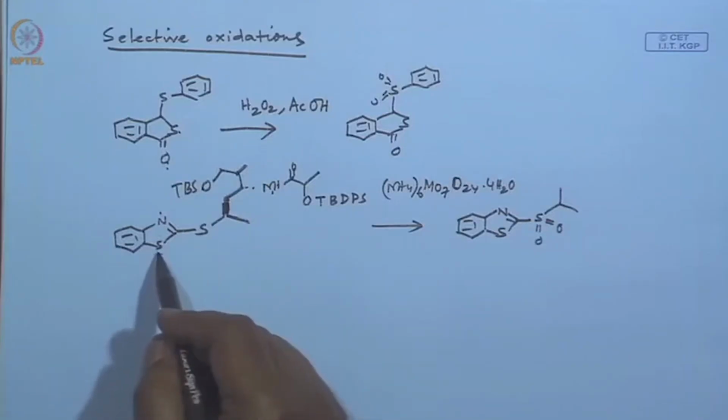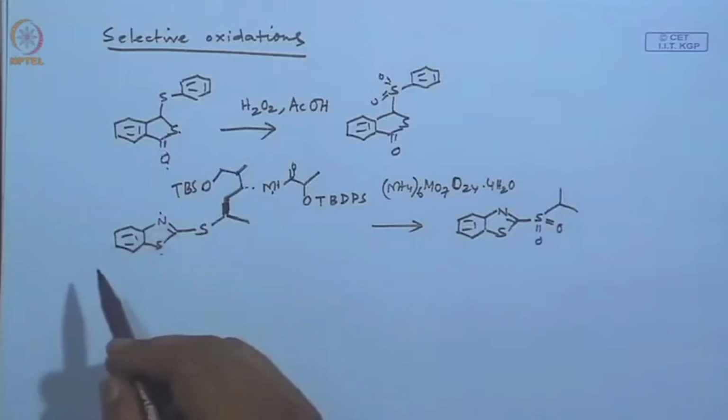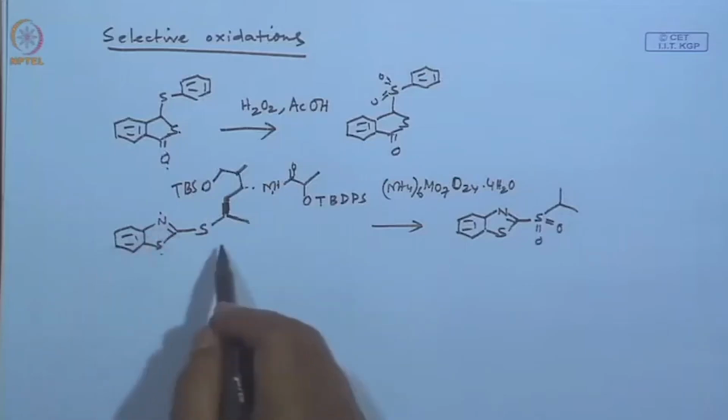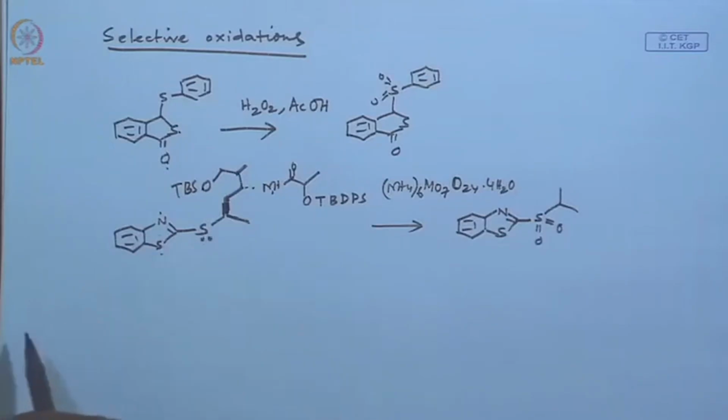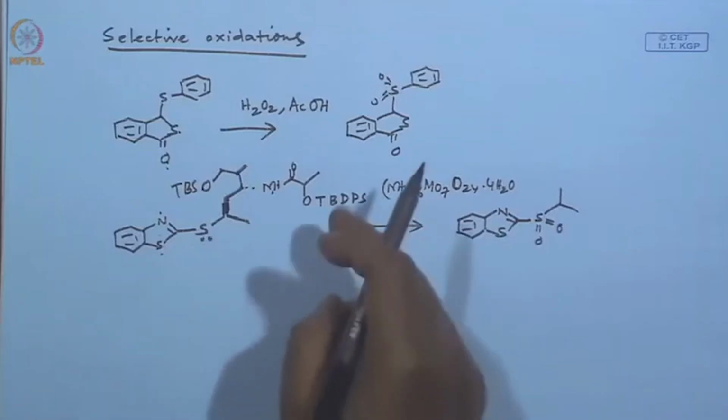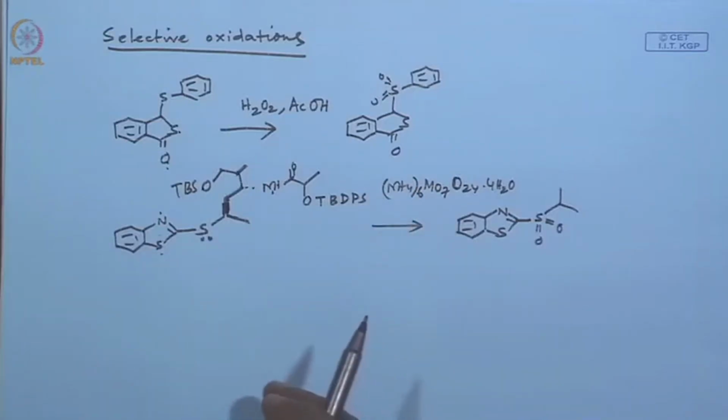You have two different kinds of sulfur. All of us know this. The sulfur of the ring is involved in the aromaticity of the system. So what is available then? You have a free sulfur, you can selectively oxidize it to the corresponding sulfone.